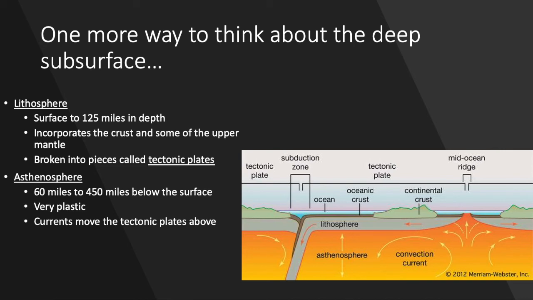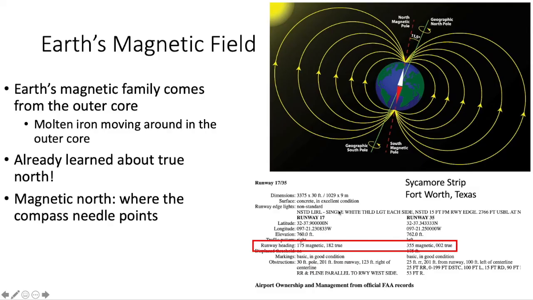in a few classes. Okay, the final key topic that we're going to be covering today is the Earth's magnetic field. The Earth's magnetic field, not family, that's a little bit of a typo there, comes from the outer core. We were talking about how the molten iron moving around the outer core generates some magnetism.